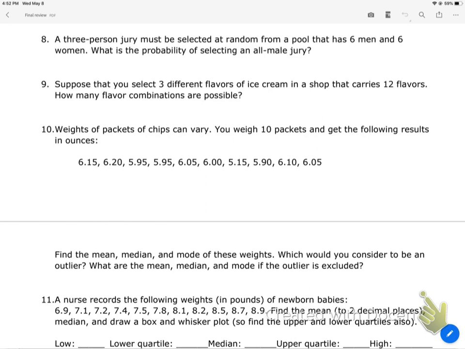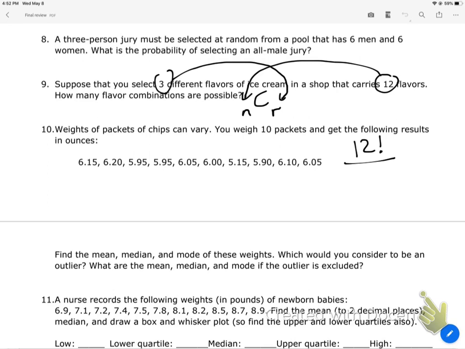Combinations. Remember this? Combinations, 3 and R. So this is going to be the 12, and this here is going to be the 3. Now, I know some calculators, the graphing calculators, do have this button in there, but this is what it looks like. So we're going to have 12 factorial over 12 minus 3 factorial, with the 3 factorial.